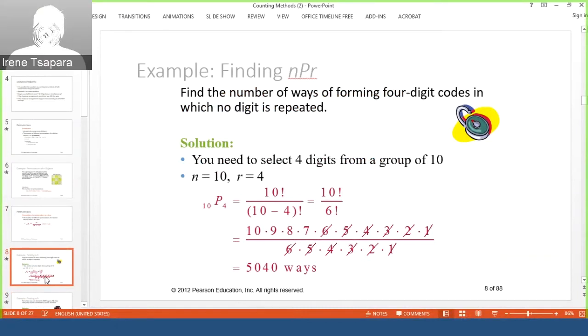Find the number of ways of forming 4-digit codes. Here, definitely the order is important. We have how many different digits? 10, so more than 4. So we have enough numbers in order to cover the 4.